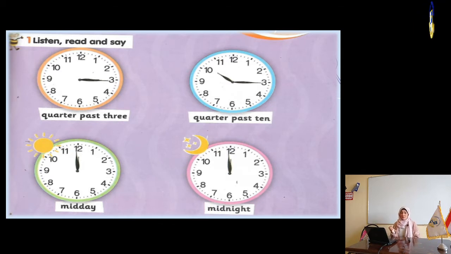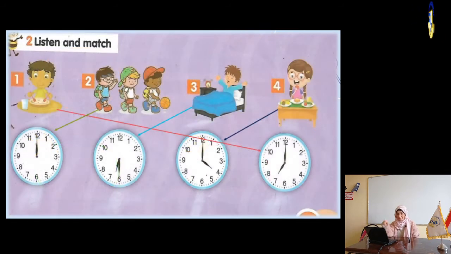Now, exercise number 2, listen and match. Okay, here, number 1, eating breakfast. It will be what? Let's see the activities. Primary 1, let's see the activities. Let's make the activities by order.